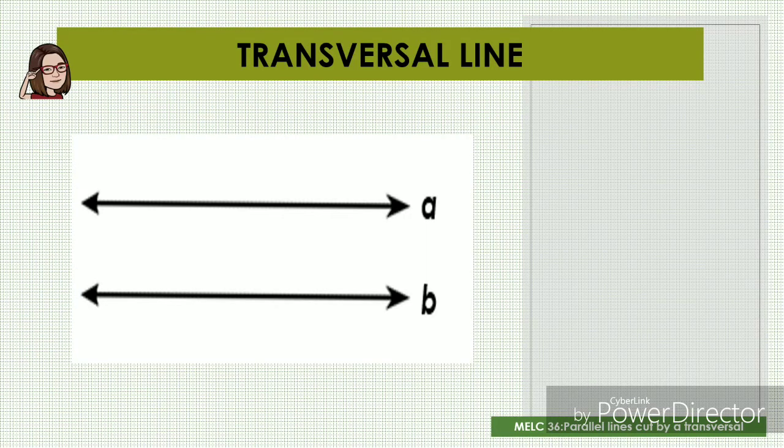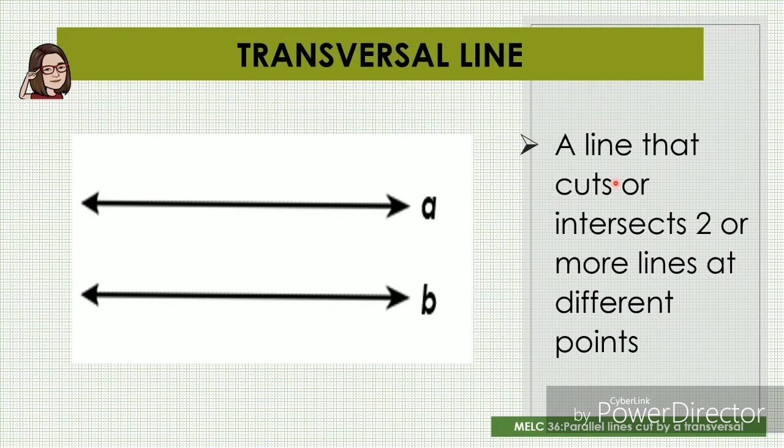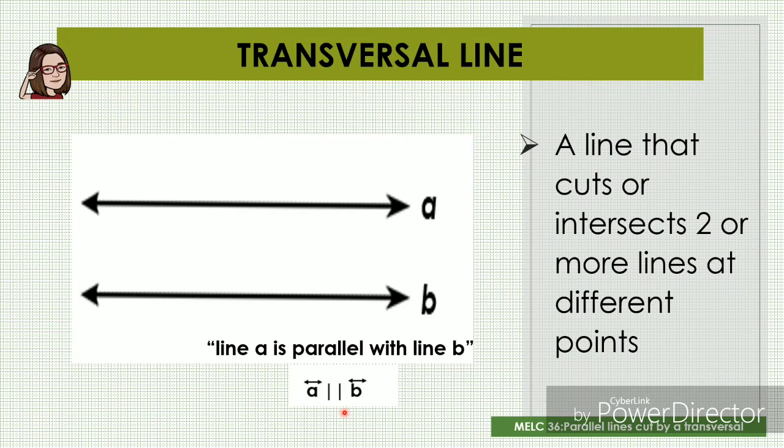Now, let's have the transversal line. A line that cuts or intersects two or more lines at different points is called a transversal. Let's say, for example, in this figure, we have two lines, A and B. Line A is parallel with line B, or in symbols, it's written like this. The two bars mean that the two lines are parallel. Now, say there is another line that crosses these two lines, and we call this line T. You see that the two lines were cut by this line at two different points. Therefore, we call this line the transversal line.